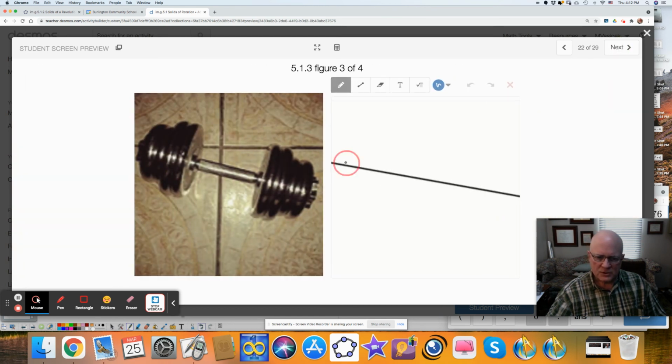The barbells was not as difficult as some of the others, but it was still a little bit more challenging. So we have something like that, and maybe something like this. I don't know if this is exactly right or not, but it's close. You rotate it around, you get this.